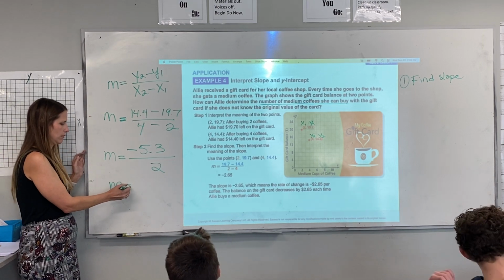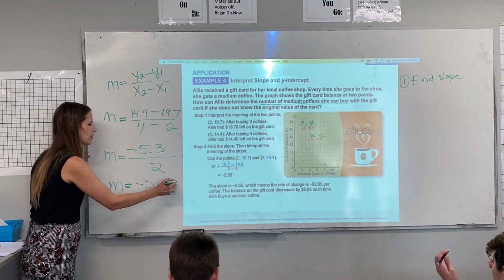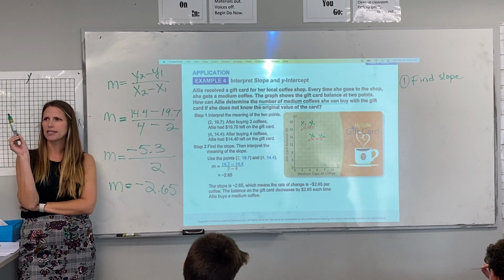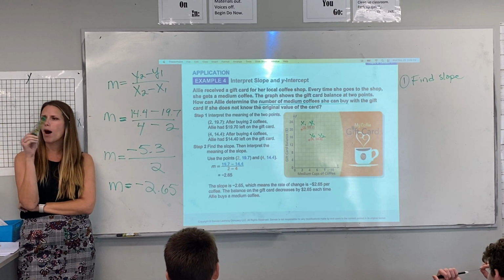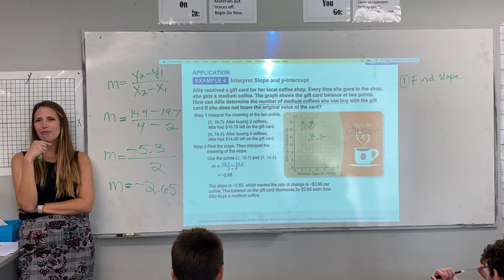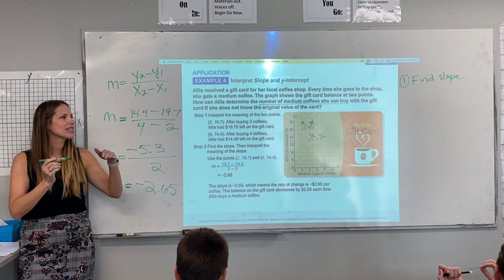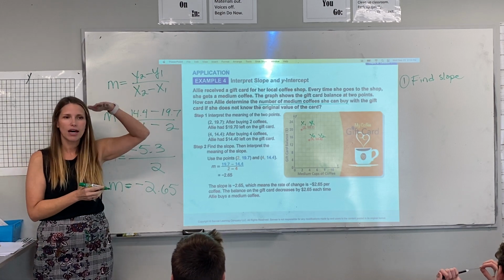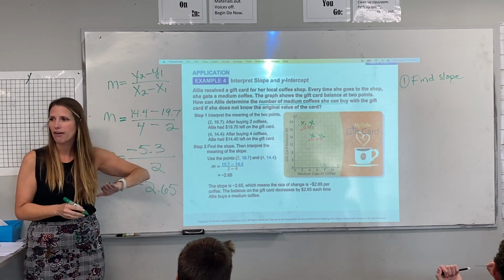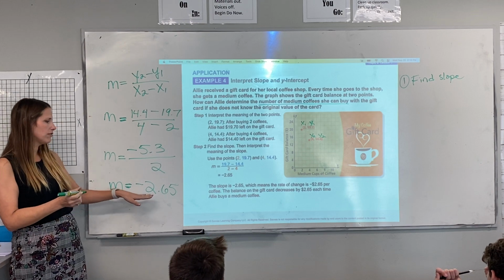Negative 2.65. So when somebody goes to the coffee shop and looks at the menu, does it say medium coffee price, negative 2.65? No. Why is it a negative? Because we divided a negative by a positive. That's because we're taking it away. We're starting with a gift card balance, and when she's buying coffee, it gets subtracted every time. So our slope is negative 2.65.